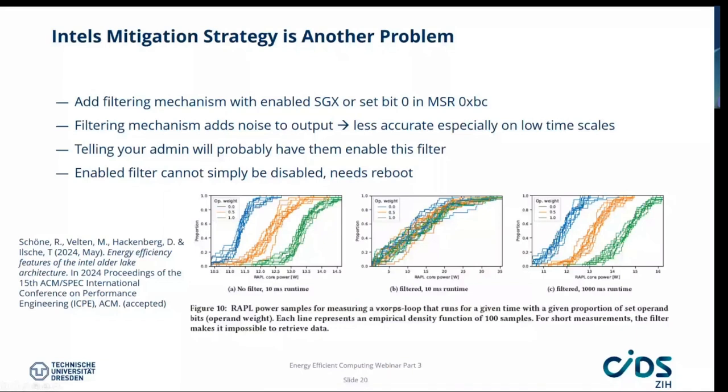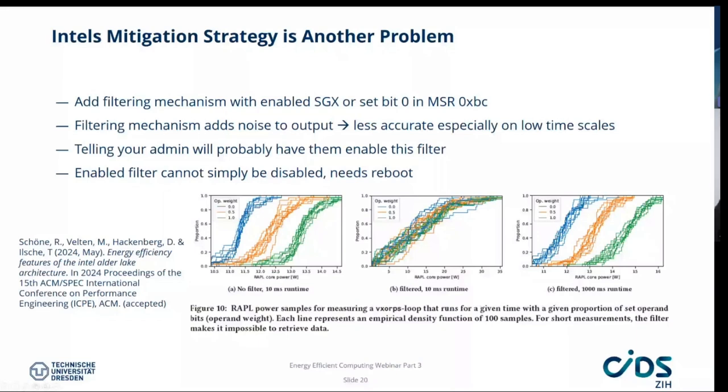We can see the different data here, here, and here. And that is what you've seen previously also in the server processors. Intel provides something called the filtering mechanism. This filtering mechanism is always enabled when you're within SGX or when you set bit 0 in that MSR. What that leads to is that your RAPL reading now looks like that. They just add some random noise.